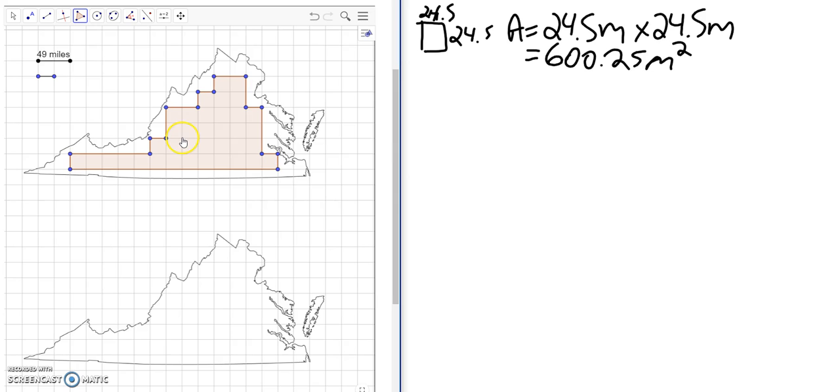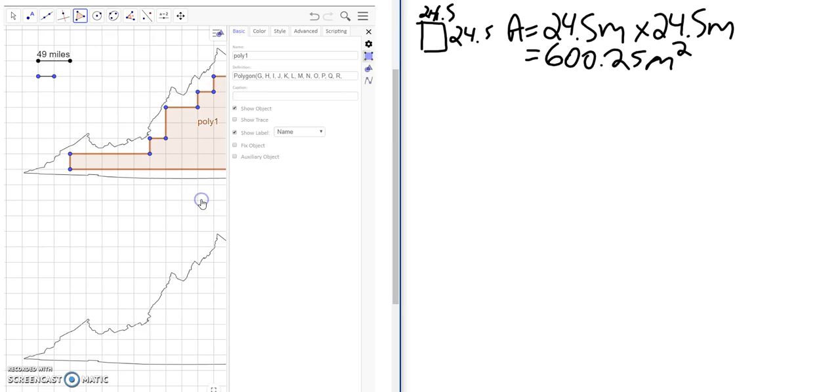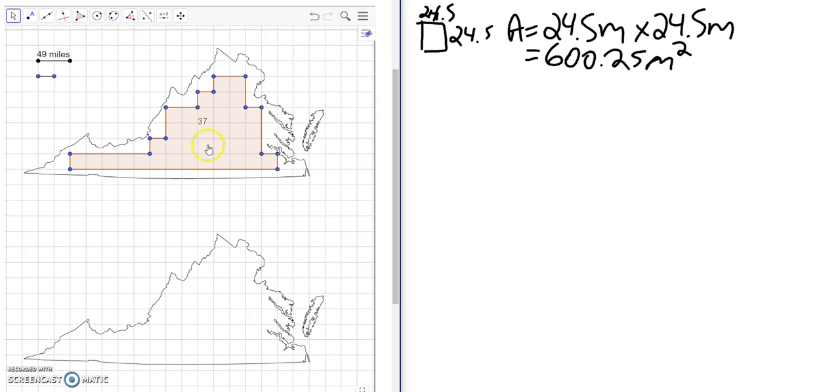And as we talked about before, if I right click and do show label, I can then right click again and use my settings and change this to value to make my life a lot easier. So instead of having to count those manually, I see there's 37 total blocks that are in the underestimate. Now let's figure out the overestimate.